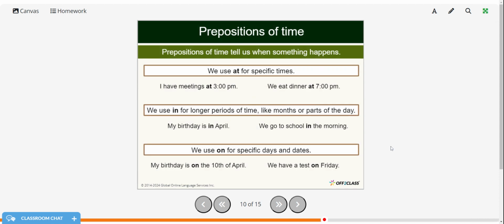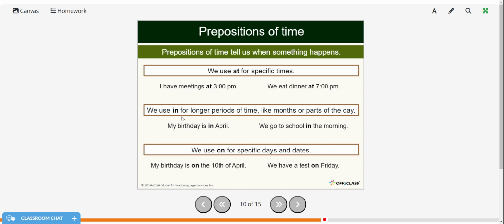All right, now we want to start using prepositions of time. And prepositions of time tell us when something happens. So if we're talking about a specific time, 3 p.m., 7 p.m., midnight, we would say at. We use at, the preposition at. I have meetings at 3 o'clock. We eat dinner at 7 o'clock.